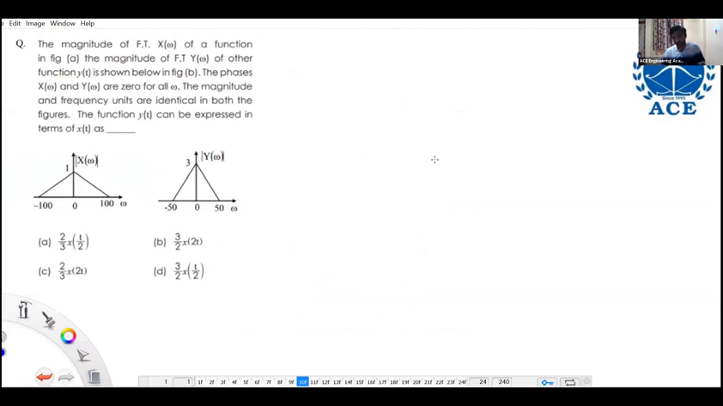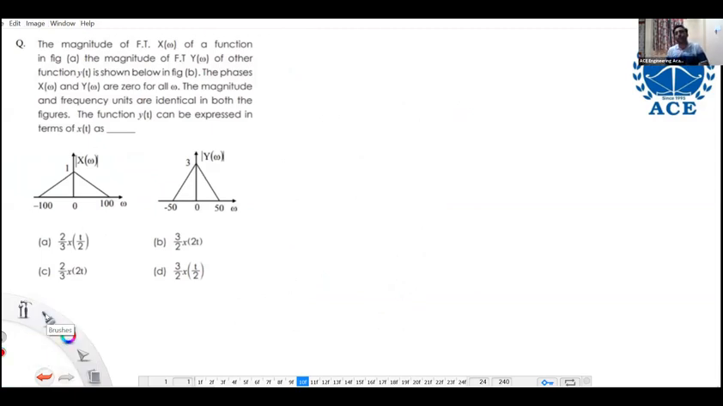Think and answer me this question. Another funny question. The magnitude spectrum of a function in figure A and another function y of t in figure B are given. Both are having phase angle 0. How to express y of t in terms of x of t?